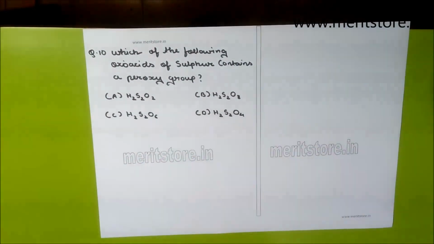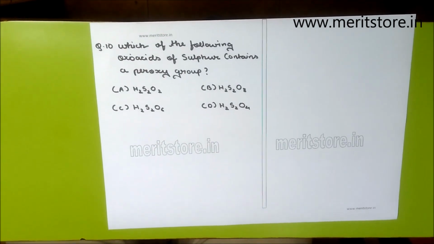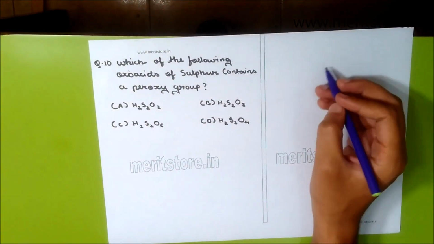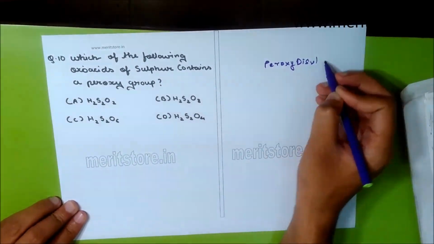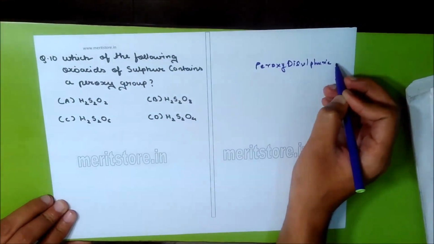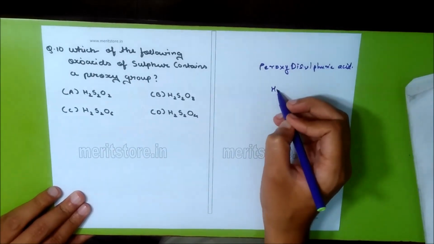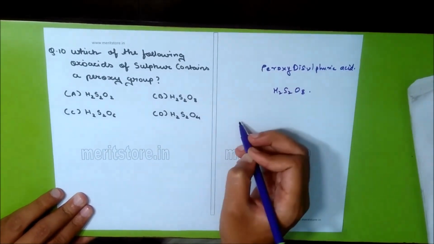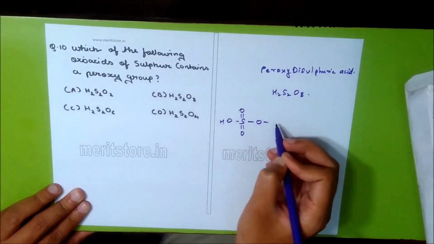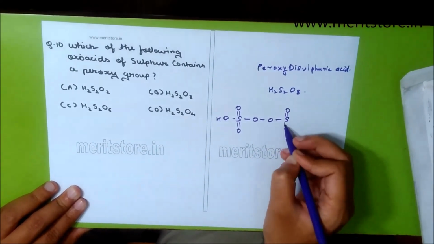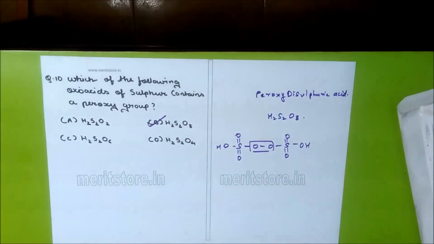Question number 10. Which of the following oxyacids of sulfur contains a peroxy group? Of all the oxyacids, peroxydisulfuric acid contains the peroxy group, which is H2S2O8, and the structure is S double bond O, OH, with one peroxy group, S double bond O and OH. This is the peroxy group. So option D is the correct option.